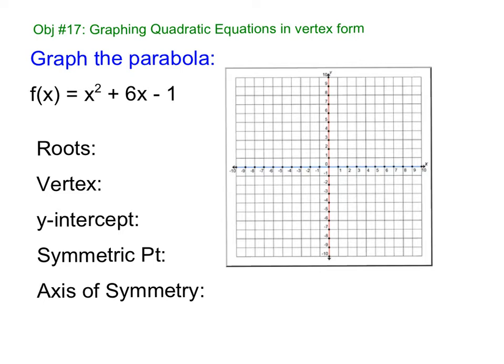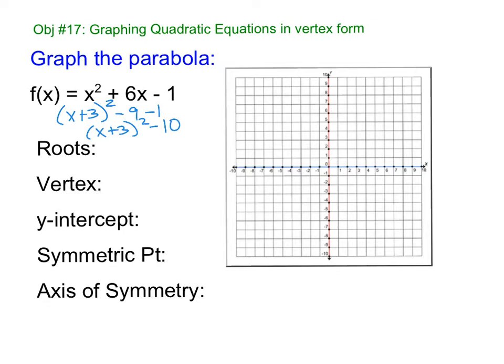So you have a choice. You can either find your vertex using -b over 2a, or you can complete the square. I personally think completing the square is easier, just because I don't like plugging in, because I can do this pretty quickly. Depends on how good you are at completing the square. Half of 6 is 3, and then -9, 3 squared minus 1, so I get x plus 3 squared minus 10. I think that's easier.